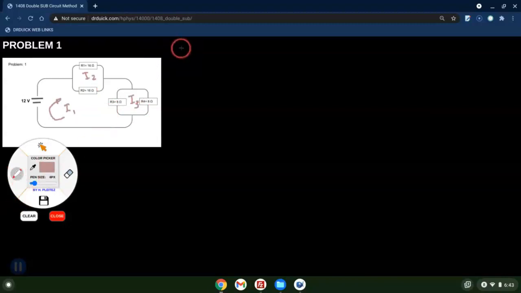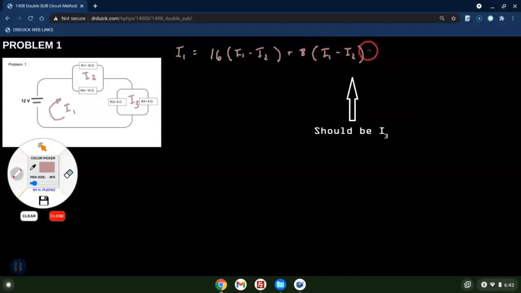So for the first one, I'm going to put just I1 so I have an indication what's going on. It's going to be simply 16 times I1 minus I2, right? Plus 8, because now we're looking at this guy. Once again, it's I1 minus I2, and its total is going to be 12 volts.